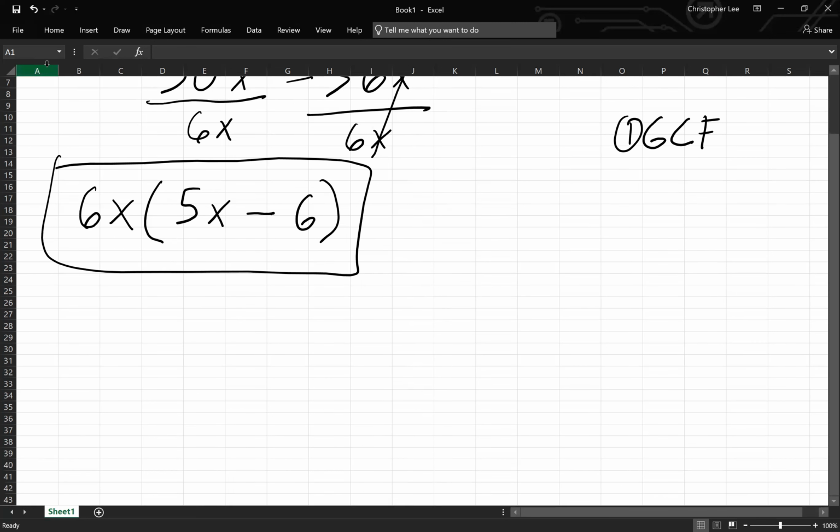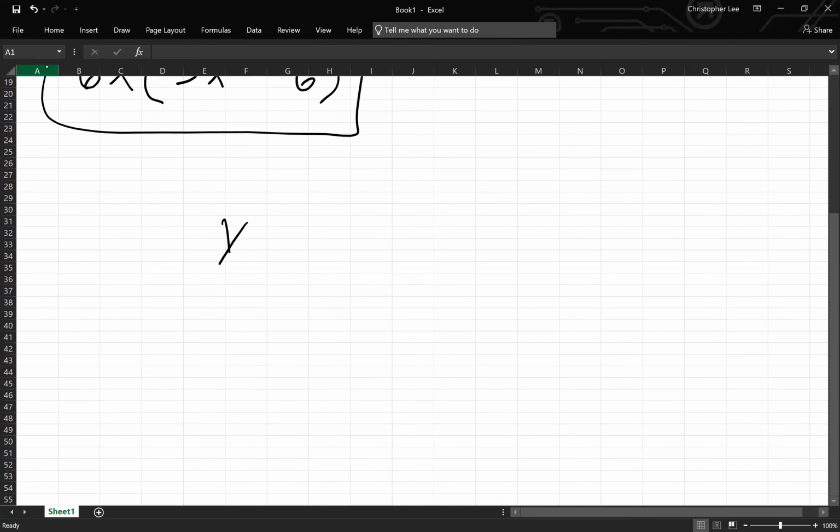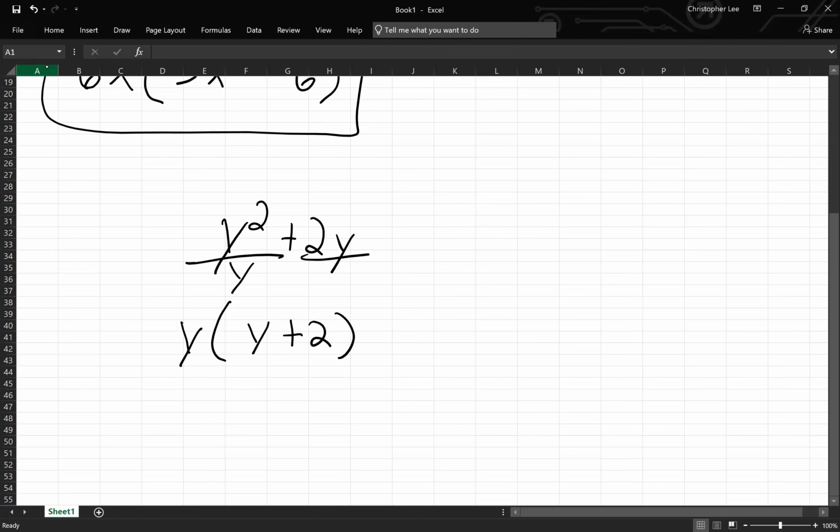y squared plus 2y. Greatest common factor, back to back. So what do they have in common? y. Y, exactly. What's left over? y plus 2, right? Because remember, you're dividing by y, right? So this would be my answer. That's it.